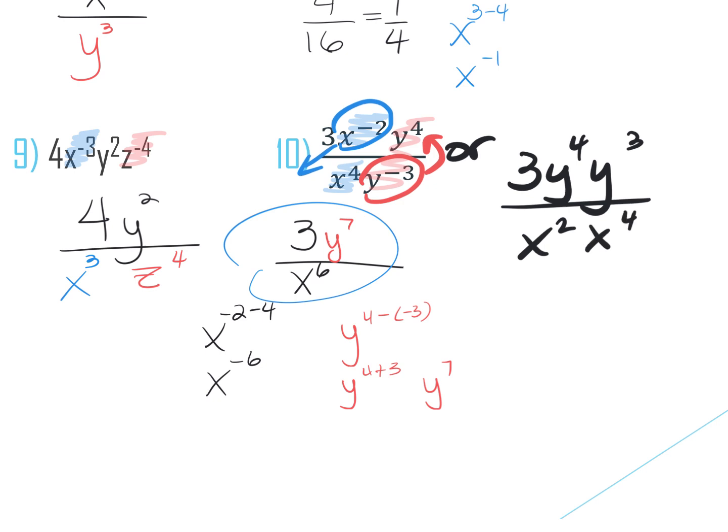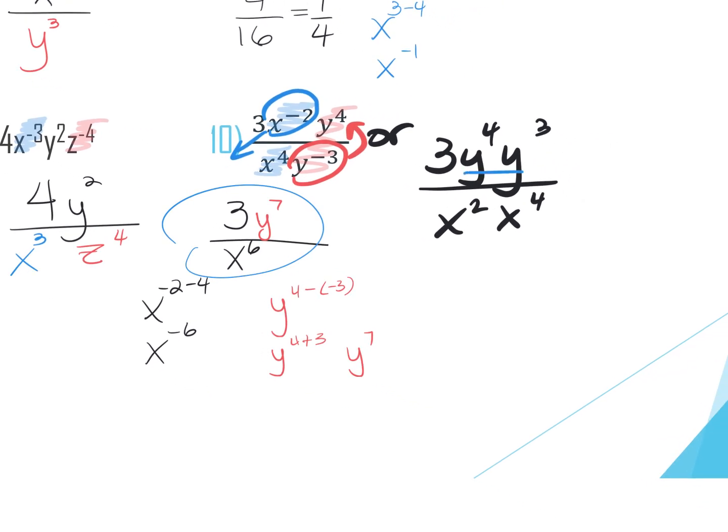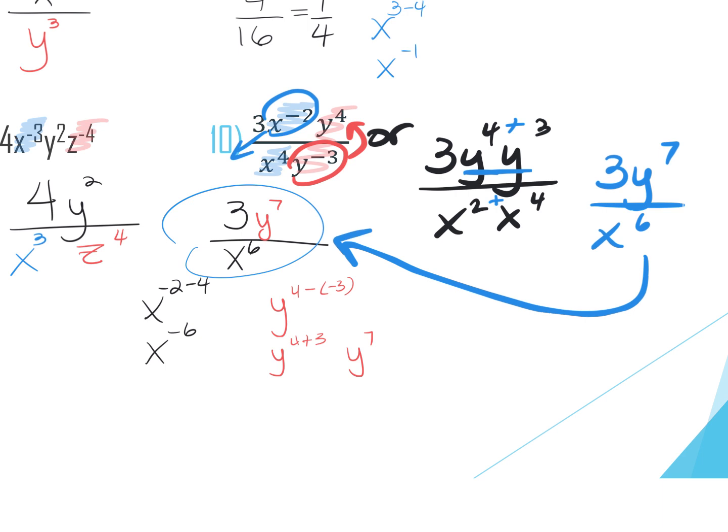But now I got to go back and use my multiplication rules. And because these two have the same base, I'm going to add those exponents. And that's how I get 3y to the 7th. And then here's same thing, and get x to the 6th. Notice it's the exact same answer. So it's up to you. If you'd rather move the negatives and then use your multiplication or division rules, or just as soon as you see it's a fraction, you could just subtract the ones that have the same base.